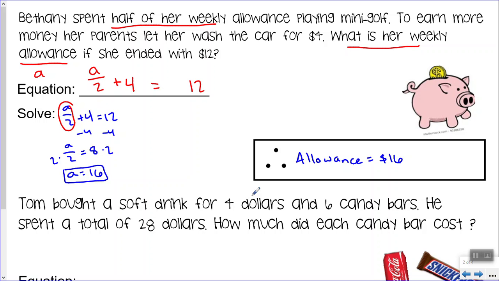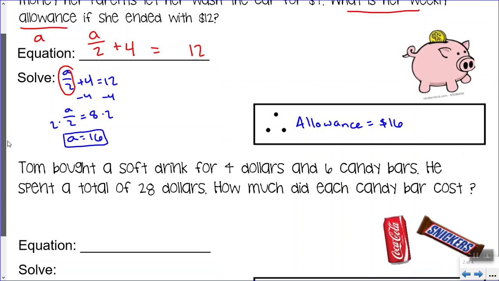Once we've got our equation, this is just like the problems we've been solving. We circle our variable group, start outside the circle, we undo addition of 4 with subtraction of 4, then we have division by 2, and we do the opposite, which is multiplication by 2. We end up with 16 here, so that means that her allowance was $16.